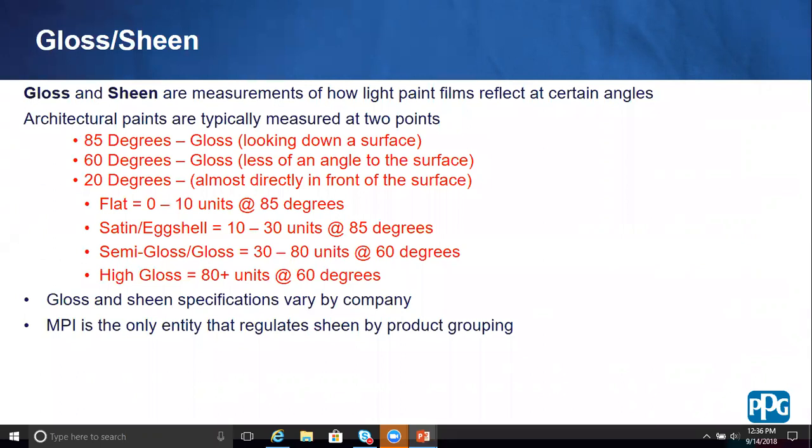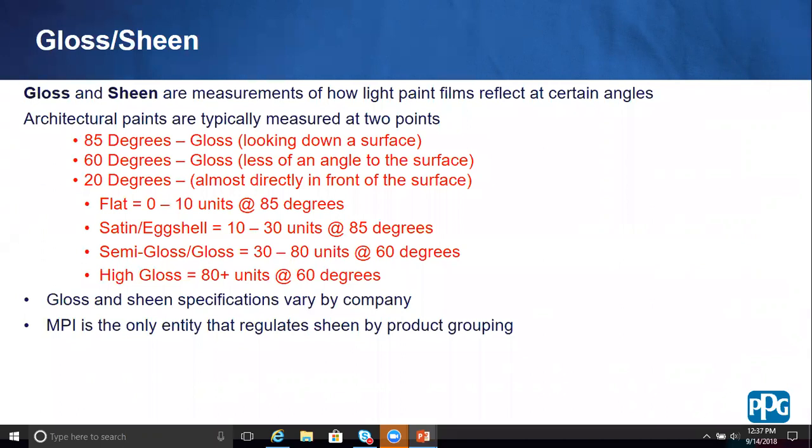When you get into satin and eggshell, it also is measured at 85 degrees, but it's a bigger range. It can be from the 10 unit measurement all the way up to a 30 unit measurement, which would be a very high eggshell sheen. When you get into semi-gloss and gloss, it's got the widest range, and now you're getting farther away from the wall. You're looking at 30 to 80 units. So some semi-glosses might be as low as 30 units, which would almost make it a satin, and some could be as high as 80 units, which would definitely make it a high gloss.